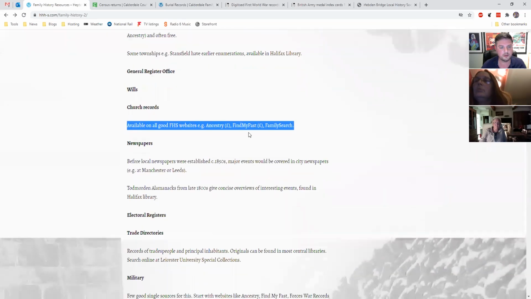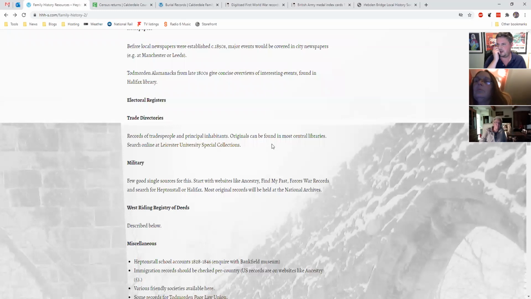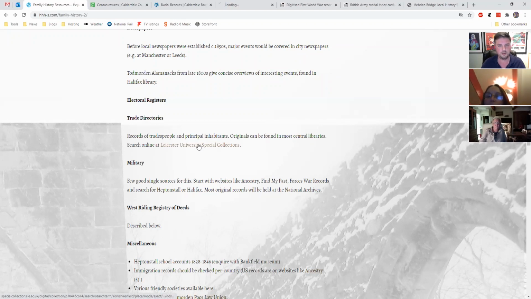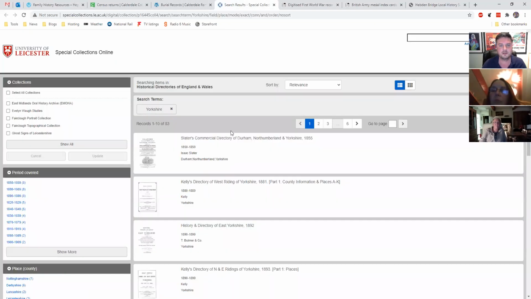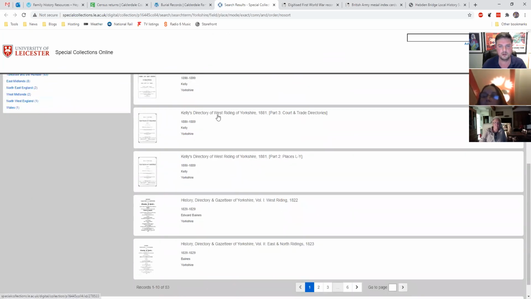Sorry, going back down to where we were. Trade directories. These were produced every few years to record a bit of interesting information about the town and who the main tradespeople and principal inhabitants were. Again, you can find these bound in most central libraries, probably next to Electoral Registers, big thick volumes. I know certainly Leeds Library has a lot of these. Or failing that, you can go on the Leeds University Special Collections website here, and you can browse them online. So you're generally looking for West Riding of Yorkshire.